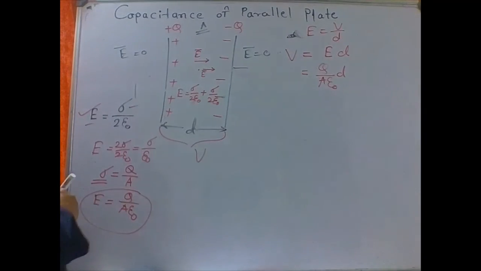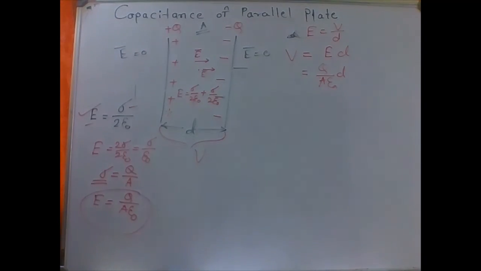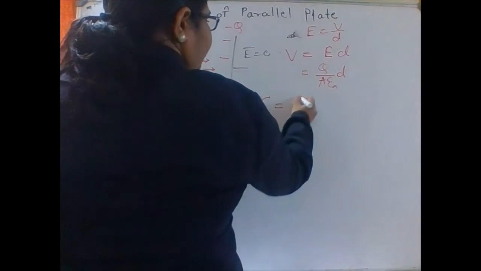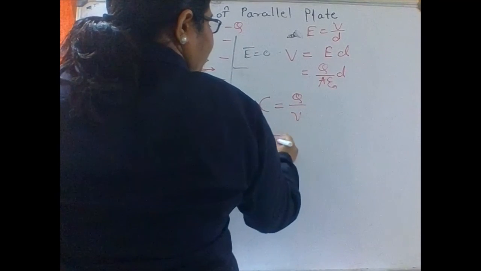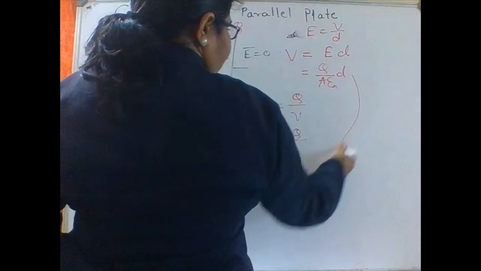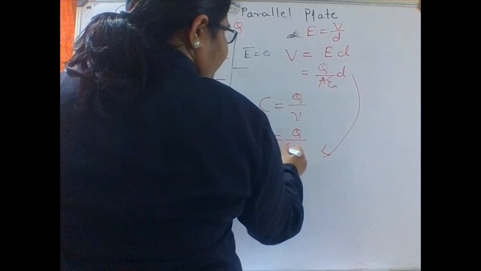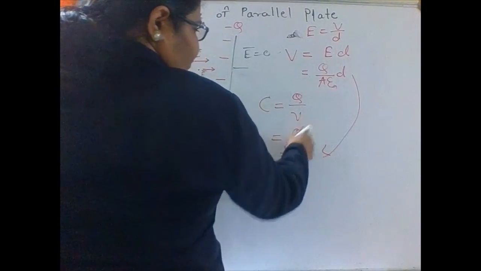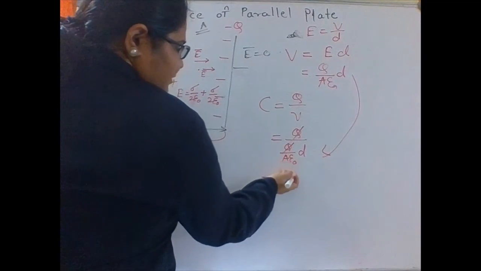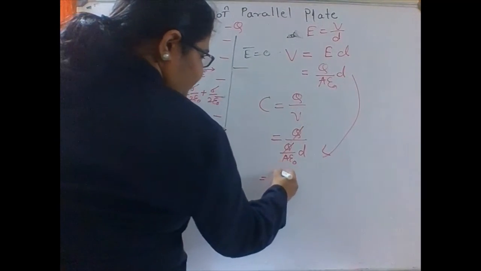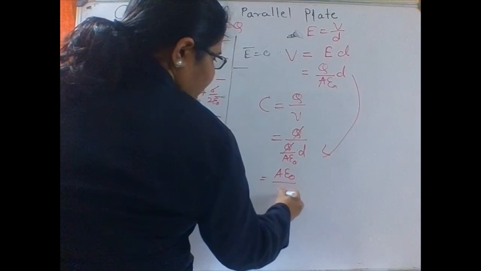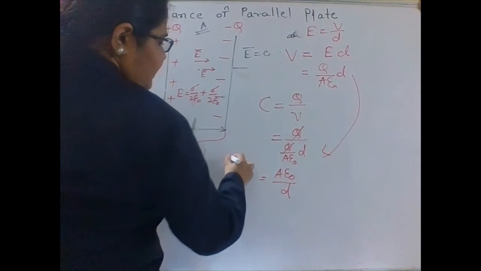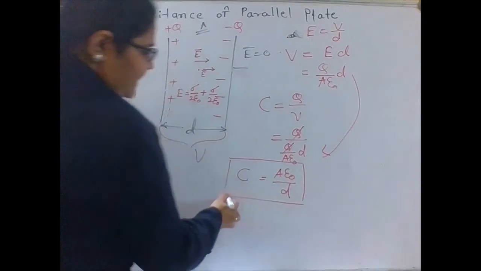We want the capacitance of the parallel plate, that is C is equal to Q upon V. We can put in the value of V, Q upon A epsilon 0 into D. Q gets cancelled, and the denominator goes to the numerator. Therefore, A epsilon 0 upon D is the capacitance of this parallel plate.